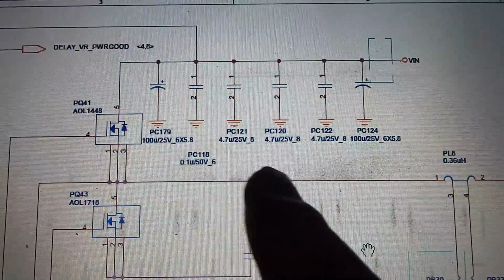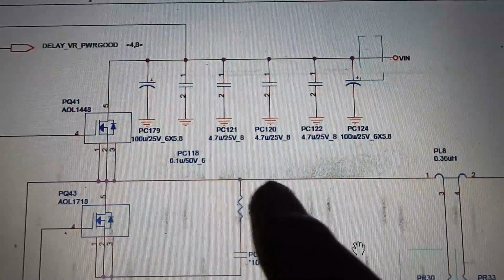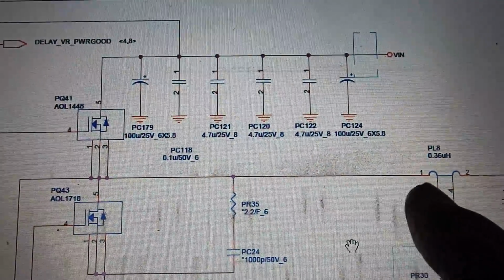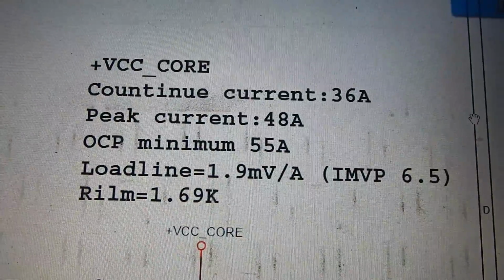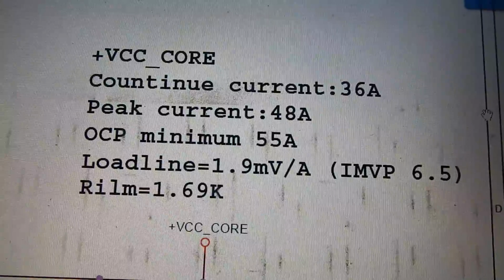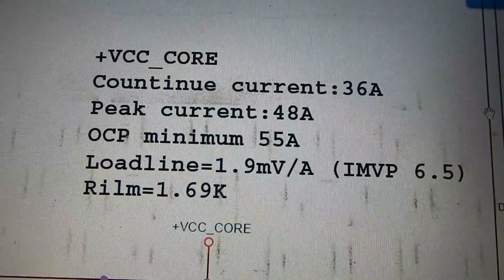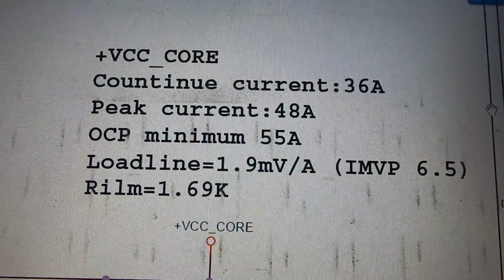So the main 19 volt line will offer excess current, resulting in voltage loss, and the laptop cannot be turned on.